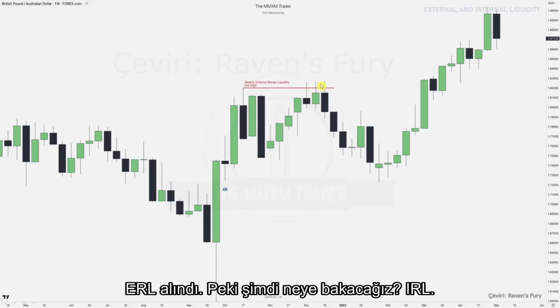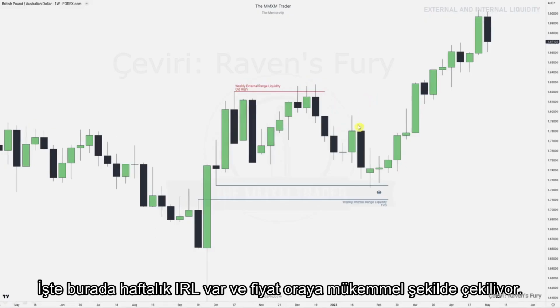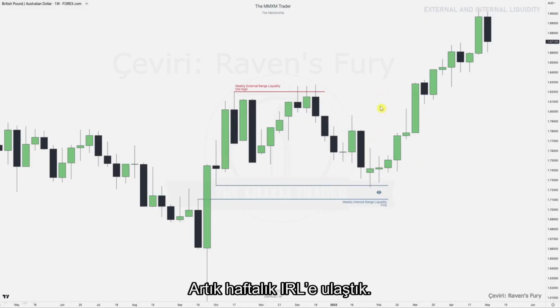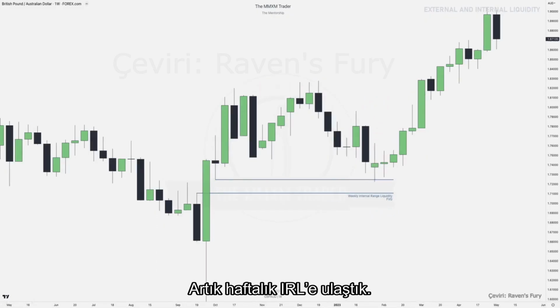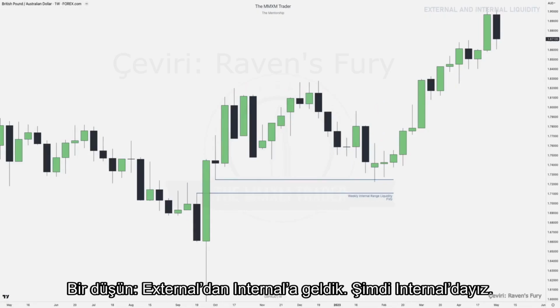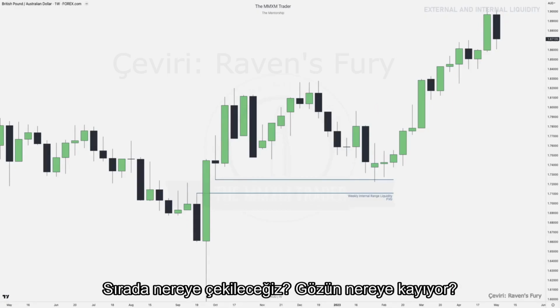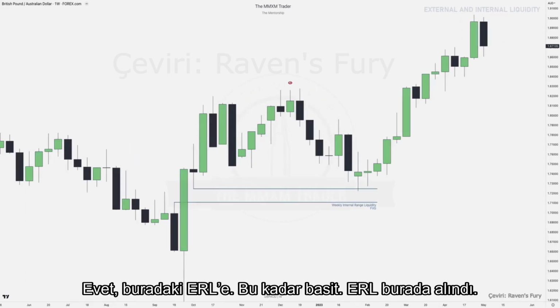External range has been taken, so what are we going to look for next? Internal range, right? Weekly internal range liquidity over here. And it draws in there perfectly. Now we've hit that weekly internal range liquidity. Think about it, right? External to internal. Now we're in internal. Where are we going to draw into next? Where is your eye going? Right? External range liquidity over here.